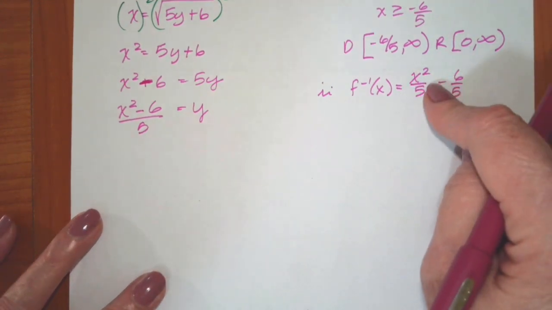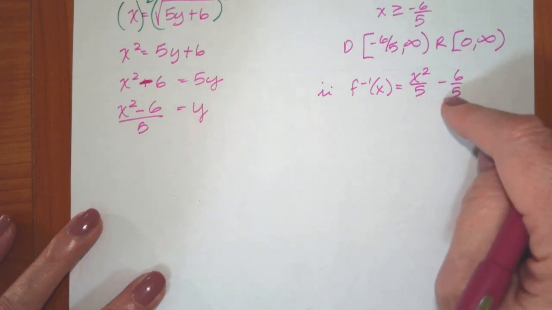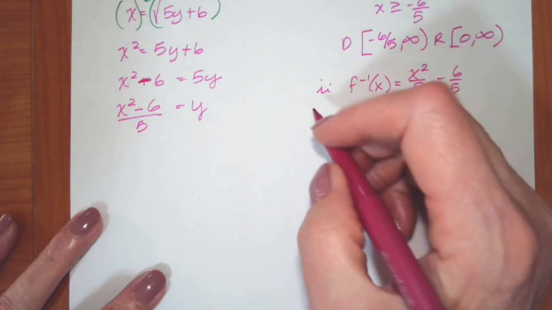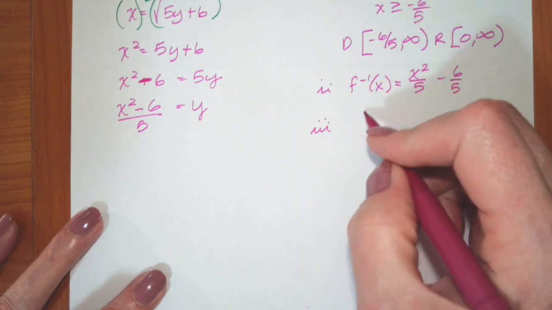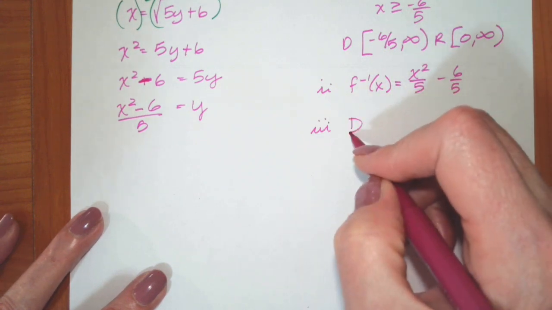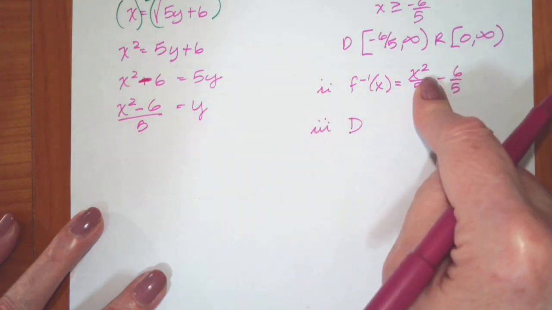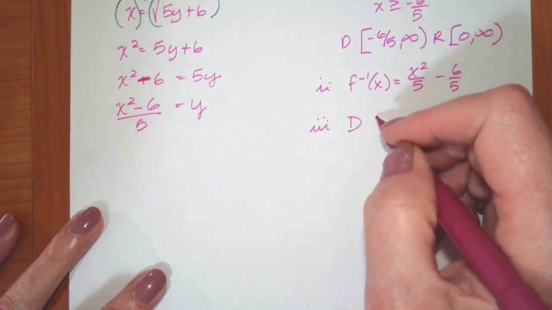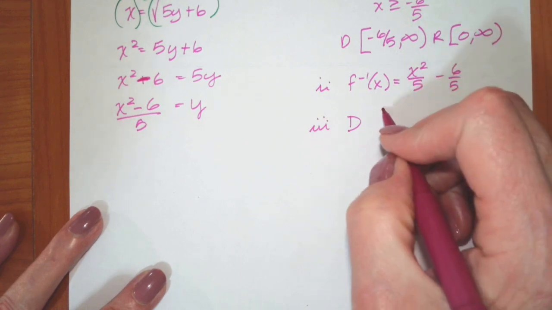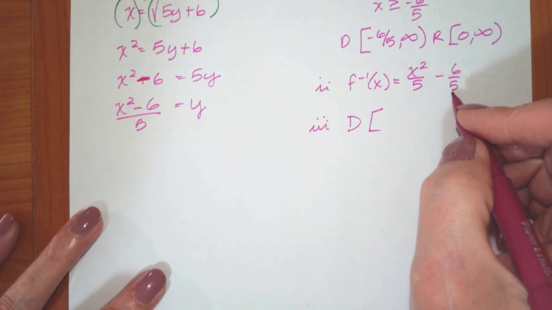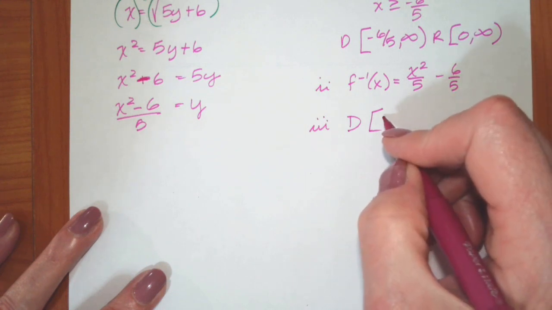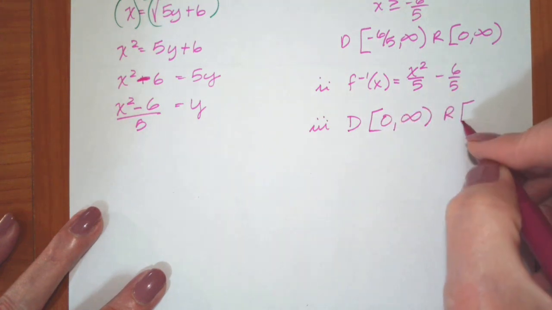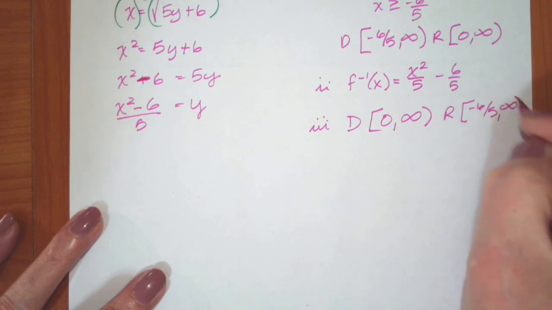This is the quadratic function that has been moved down 6/5 units. So my domain, and we've limited it to x is greater than or equal to 0. So x squared over 5, the domain goes from 0 to infinity. And I'll show you in a minute graphically what that means as well. And the range goes from negative 6 over 5 to infinity.